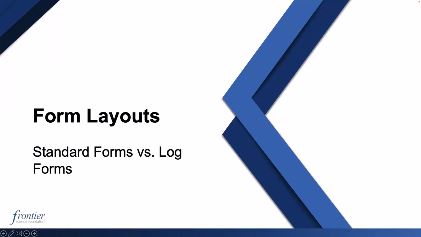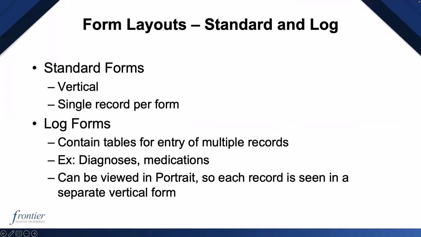Okay, so form layouts. We looked really briefly at a log form before, but I want to show it a little bit more thoroughly. So there are two different layouts of forms in EDC, in Rave EDC. We have the first type, which is this vertical standard form. It contains a single record per form. And the data collection time point report is an example of this type of form. It's laid out in a similar style to a paper CRF with questions just listed down the length of the page.